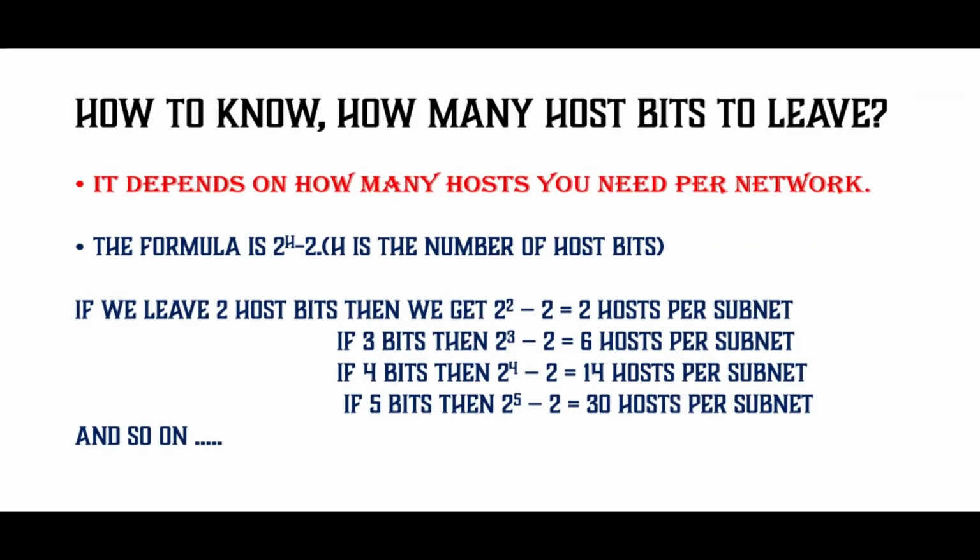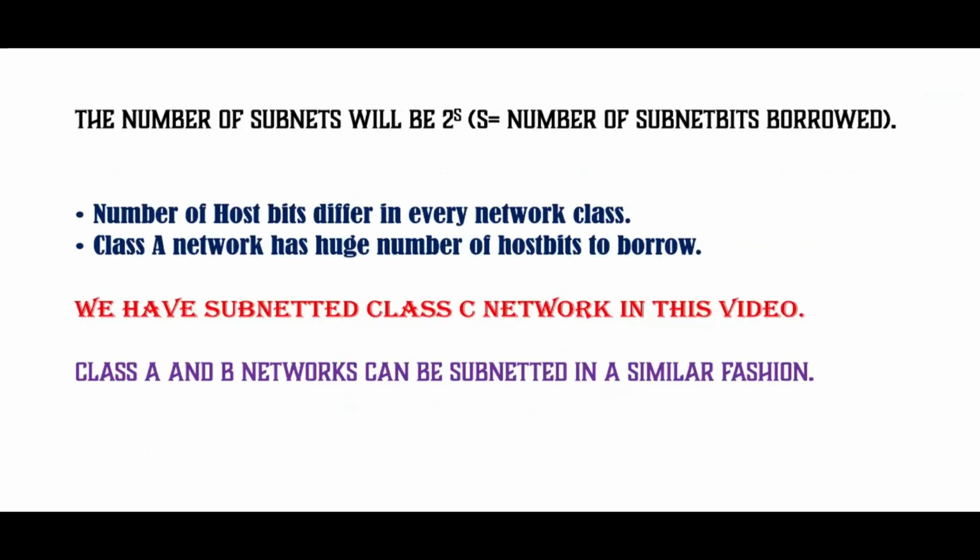How do we know how many host bits to leave? It depends on how many hosts you need per network. The formula is 2 power h minus 2, where h is the number of host bits. If we leave 2 host bits then we get 4 minus 2 is equal to 2 hosts per subnet. If 3 bits then 8 minus 2 is equal to 6 hosts per subnet. If 4 bits then 16 minus 2 is equal to 14 hosts per subnet. If 5 bits then 32 minus 2 is equal to 30 hosts per subnet. And so on. The number of subnets will be 2 power s, where s is the number of subnet bits borrowed.